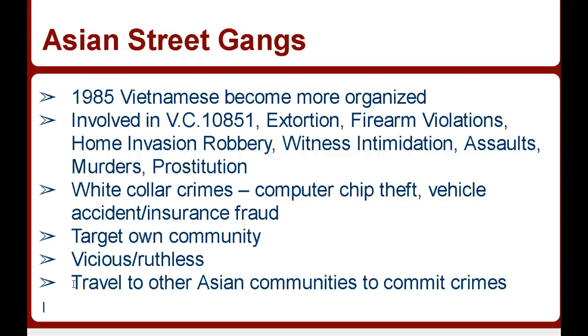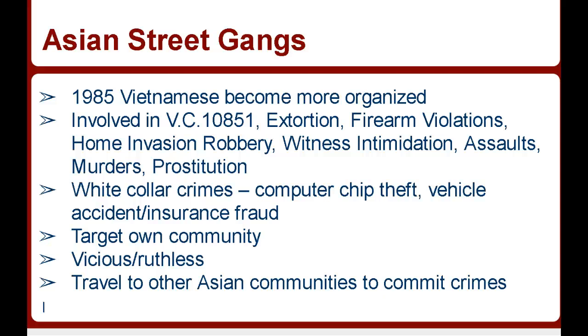So you had a lot of home invasion robberies, witness intimidation, victim intimidation, assaults, murder. They ran a lot of your massage parlors and prostitution type things in concert with Asian organized crime. They were big in computer chip theft back in the 80s. And they also had a big operation going with vehicle accident and insurance fraud. So you can see they're a little bit different, a little bit more sophisticated with the type of crime that they were involved in as opposed to your Hispanic and African American gangs. They're pretty vicious, very ruthless, very violent. They will also go outside their neighborhoods to commit different crimes in other Asian neighborhoods.